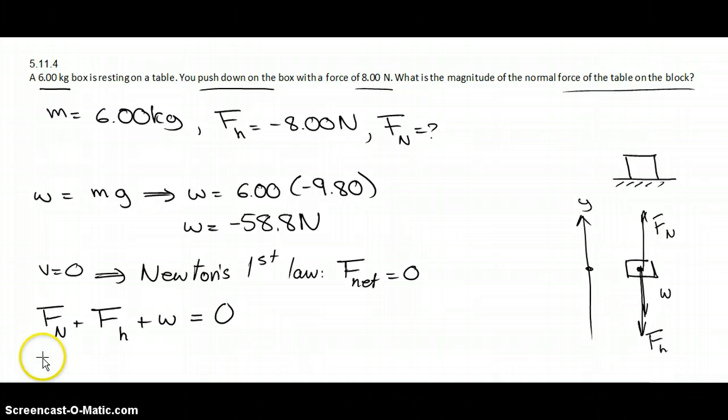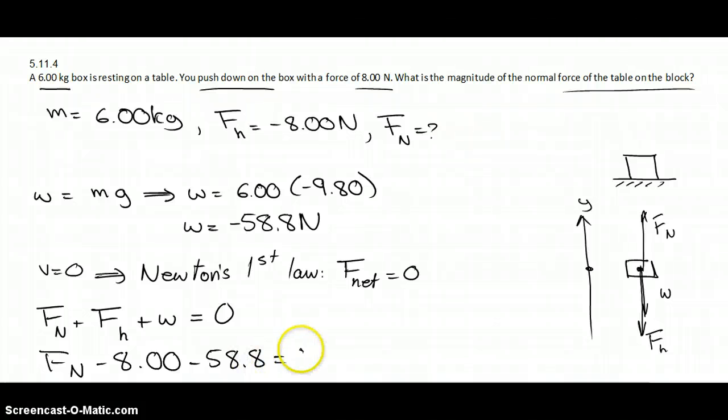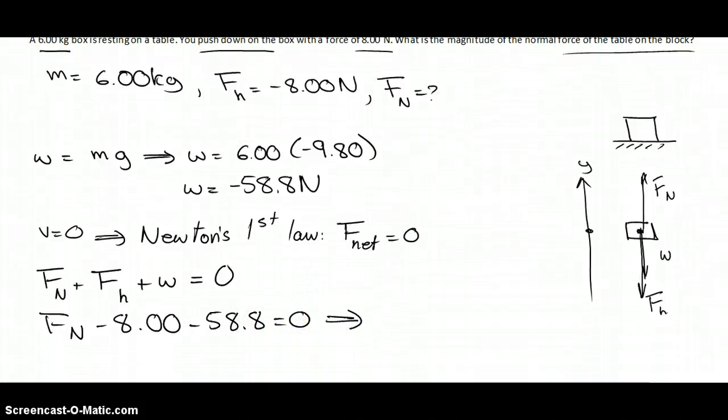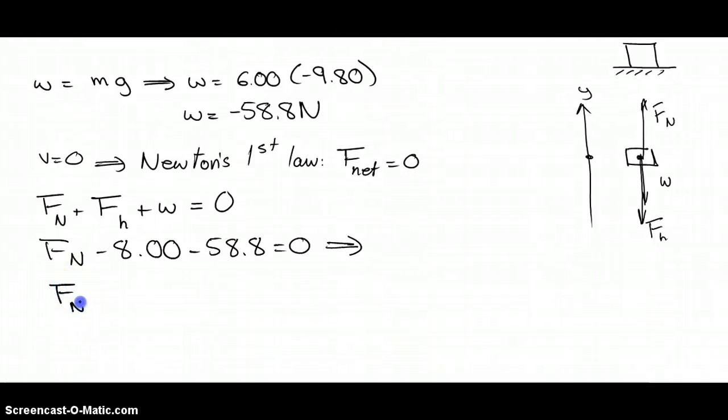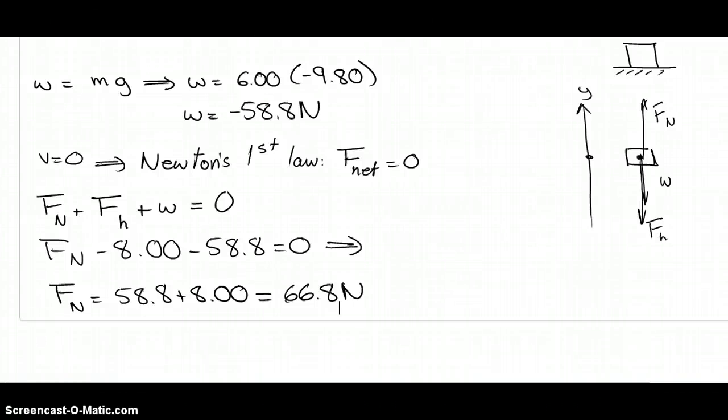So, Fn, pardon me, I forgot, Fn, here we go, that's better, minus 8 minus 58.8 is equal to 0, which means Fn is equal to 58.8 plus 8 newtons, and the answer is 66.8 newtons.